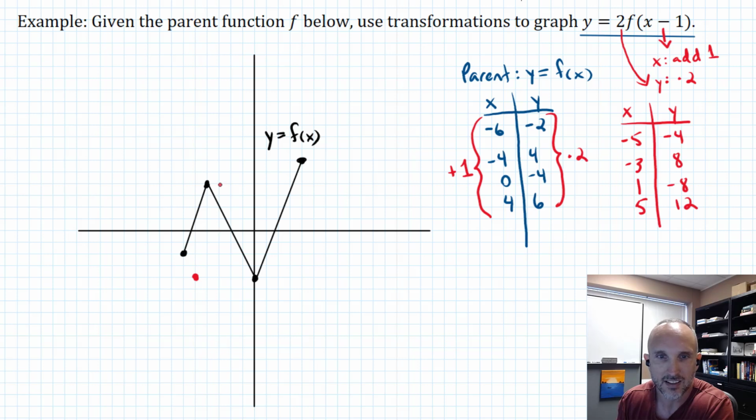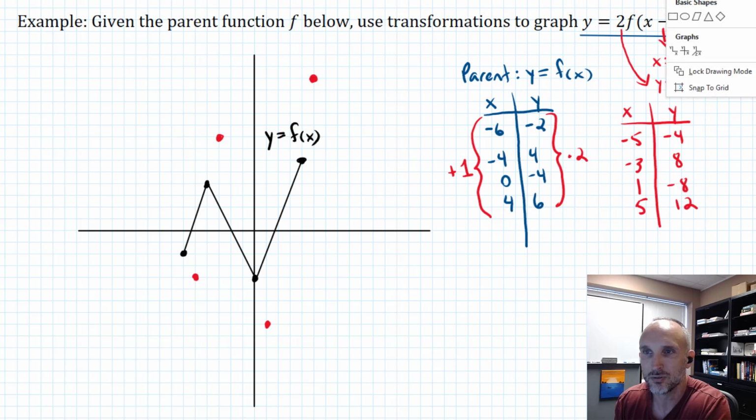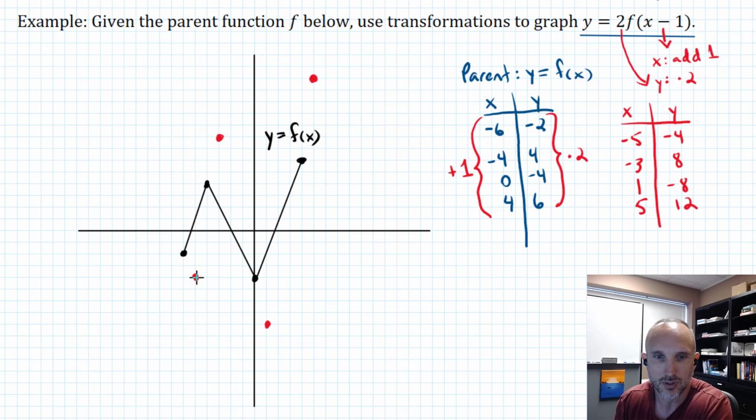-3, 8 is up here. 1, -8 is down here. And 5, 12, so 5 would be 1 over, and then 12 would be twice as high. 6, 7, 8, 9, 10, 11, 12. And now I'll just connect those points with straight lines because I know the graph is made up of straight lines.